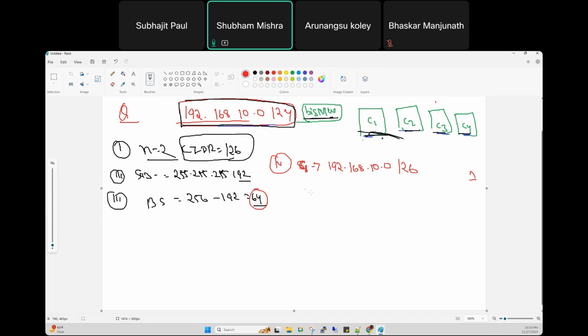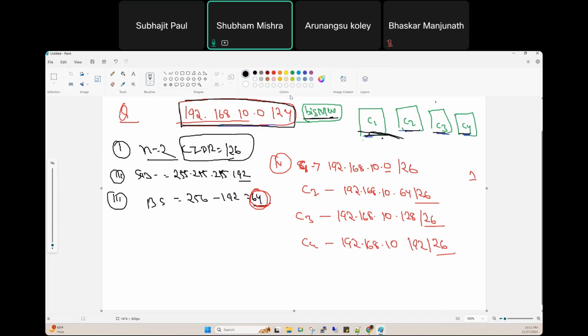Now come to client number 2. To client number 2, what will I provide? 192.168.10, and in the last octet, what do you need to add? The block size, 64. So that is 64. Client number 3, what will I provide? 192.168.10.128. And client number 4, I will provide 192.168.10.192/26. Is there any problem?